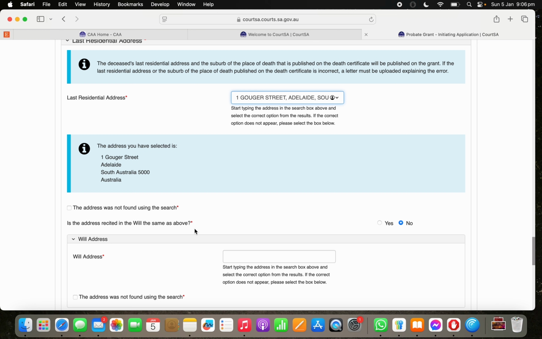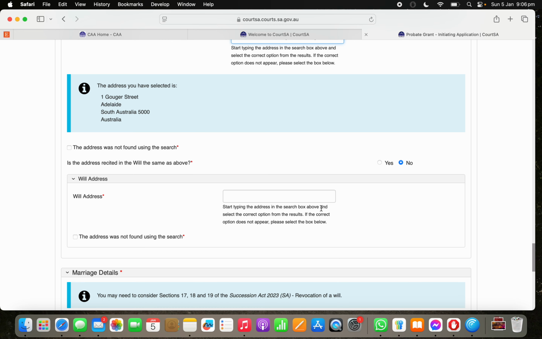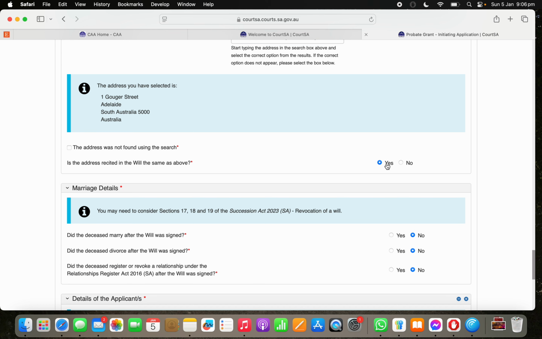Is the address recited in the will the same as above? Quite often the will have been signed while the deceased was still in their family home, or where they'd been living prior to moving into a nursing home, so the address is different. And this is where you type in the address that the will recites, and it's just a way to connect all the documents and the pieces of information, but if it is the same, you just tick yes.